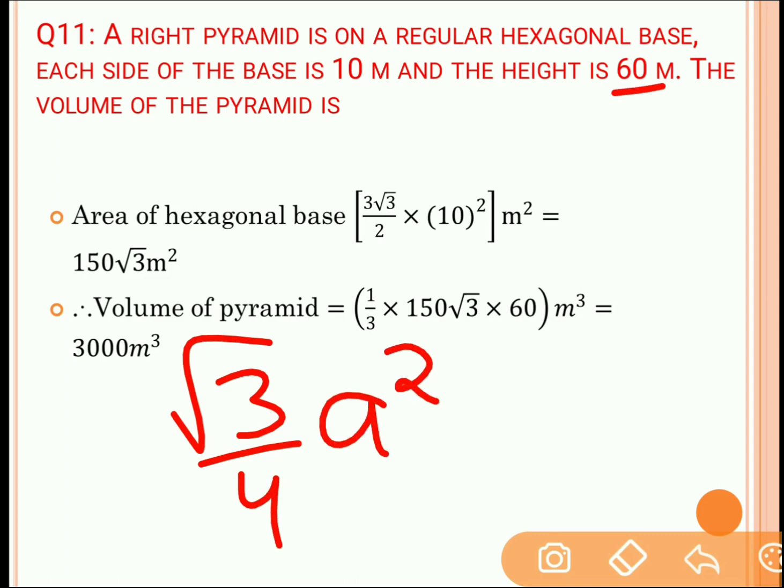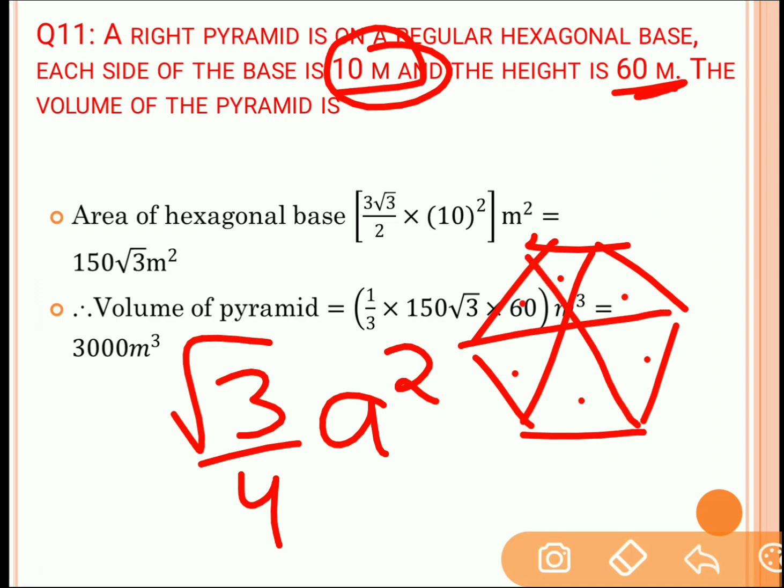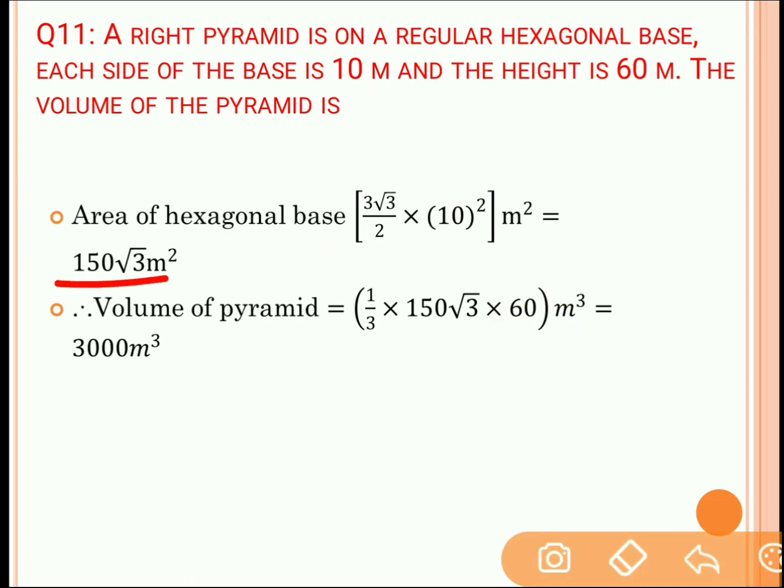Now a over here is 10 meter. A is what? The side length of equilateral triangle. In hexagon there are total 6 equilateral triangles, 1, 2, 3, 4, 5, 6, and each side is of 10 meter, then area of one equilateral triangle is √3/4 a². So there are total 6 equilateral triangles. So it will be converted into 3 times √3/2 into a², which is equal to 10². So this is the area of hexagonal base. Now area of hexagonal base is 150√3 meter², and volume of pyramid will be equal to area into height.